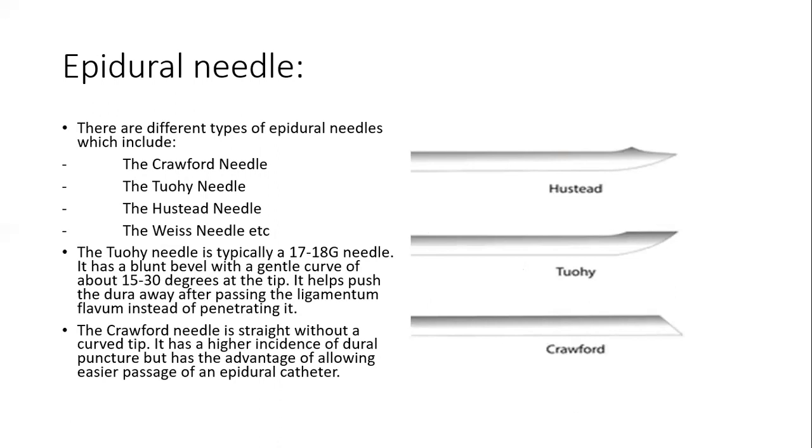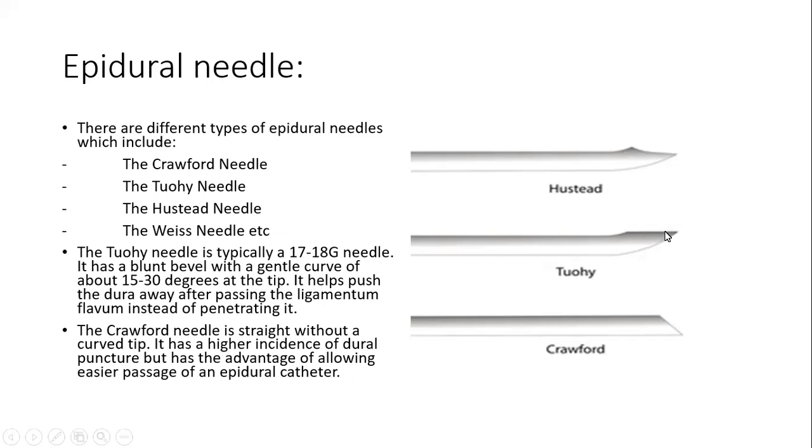And it's actually a very large needle compared to your spinal needle. It's about 17 to 18 G. It has a blunt bevel, so as to reduce the risk of causing a dura tear. All right, because you don't want to pierce the dura. You don't want CSF. So it has a blunt bevel.